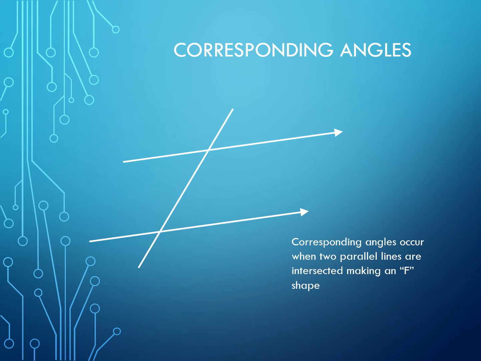So here we're looking at corresponding angles, and corresponding angles occur just like our alternate angles. We need two parallel lines. They need to be intersected by a third line, but this time they are going to happen when we look at the F shape that is created.